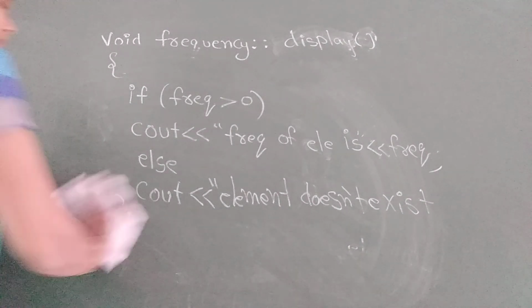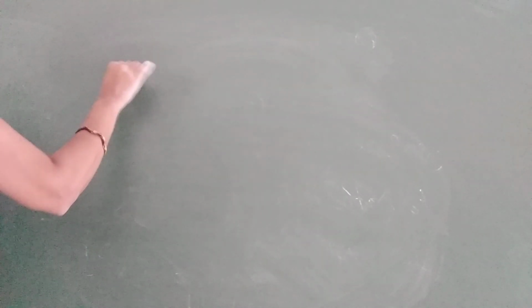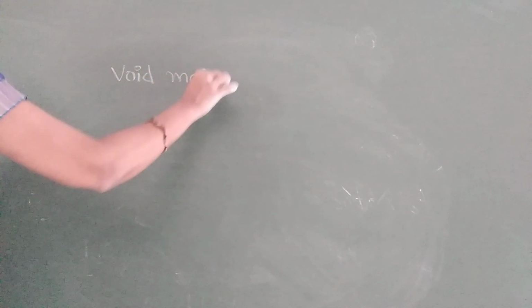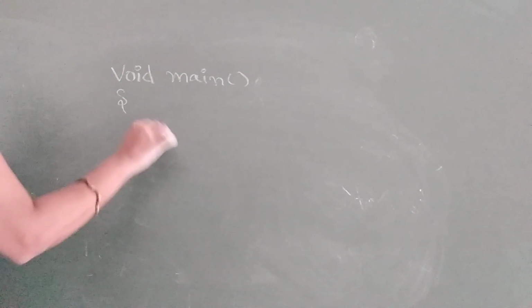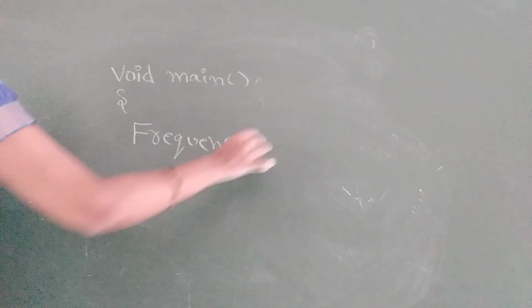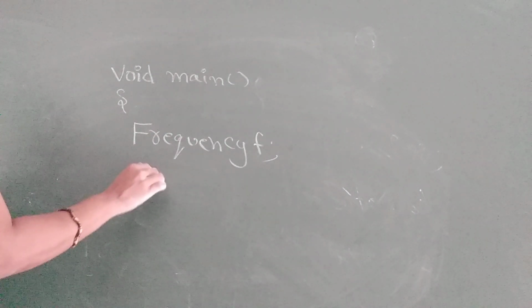Okay, fourth module. Now, last one is the main function. Last one is the main function. So, void main of. Okay, open the bracket. The class name is frequency, no, students. So, frequency F.